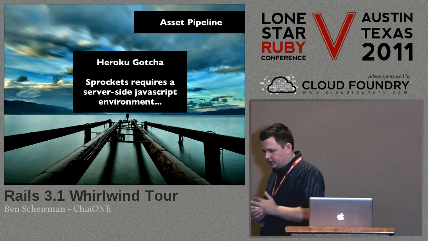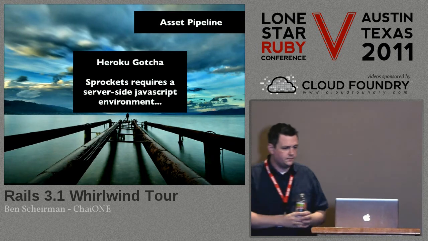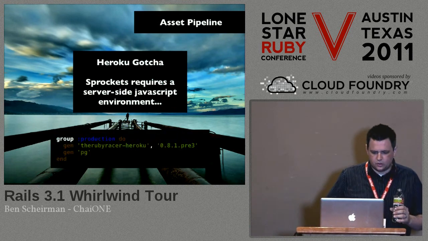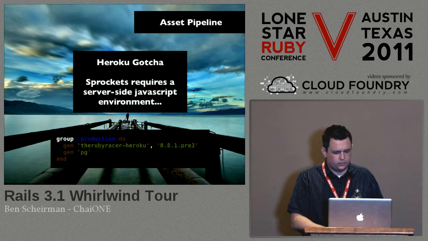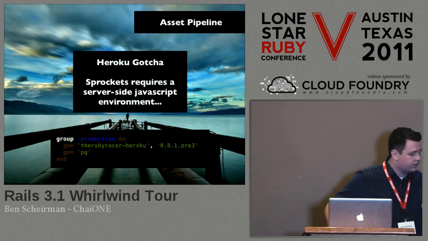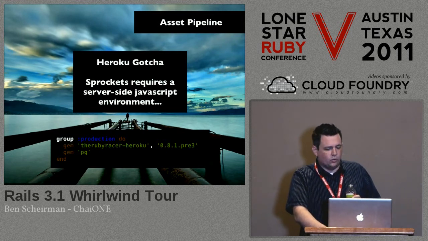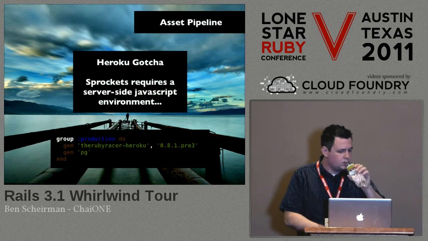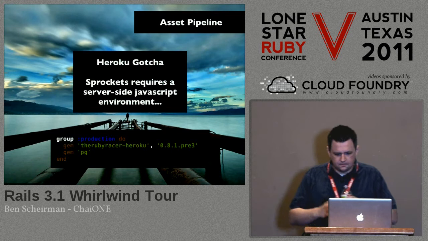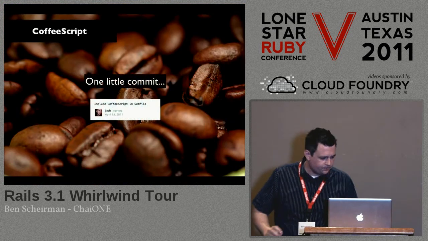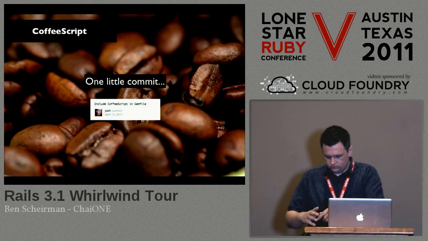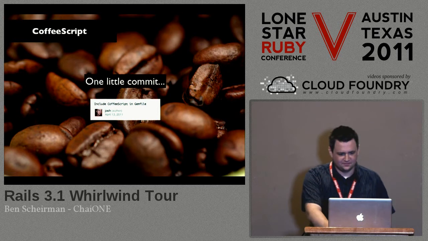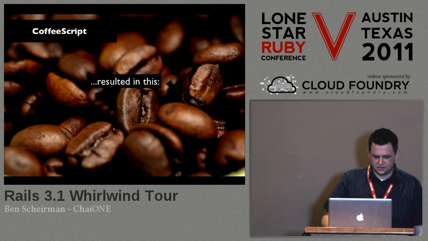So there is a gotcha. Sprockets requires a server-side JavaScript environment, so on Heroku, this can cause problems. For Heroku, you're going to want to add the therubyracer-heroku gem. Sorry, that's kind of hard to read. 0.8.1.3 is the latest version that works on Rails 3.1. Okay. One little commit, include CoffeeScript in Gemfile, on April 13th, resulted in this.